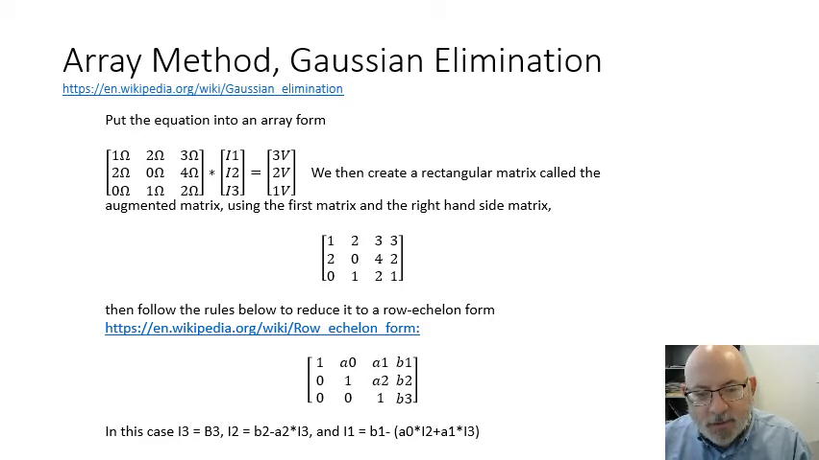In this scenario, this can be converted back to the matrix form here, and you can see that if you have 0 and 0 and some number that's 1 here, that means that I3 is equal to whatever's on that side, with the units appropriately converted. I'll walk through that in a second.